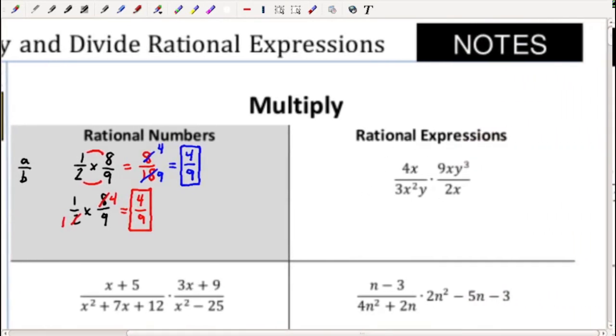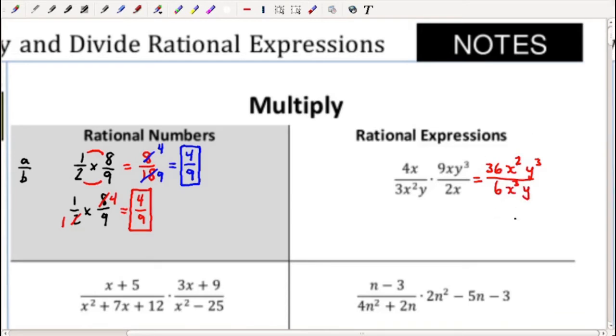So I've got the rational expression 4x over 3x squared y times 9x y cubed over 2x. If I wanted to, I can do the multiplication straight across. So 4 times 9 is 36. x times x is x squared. And I have a y cubed hanging along for the ride. And then 3 times 2 is 6. x squared times x is x cubed. And y comes along for the ride.